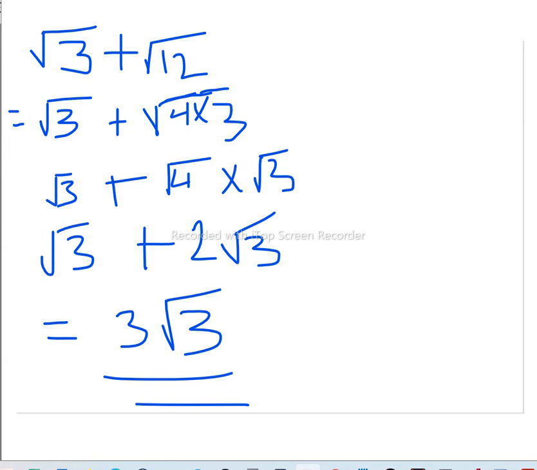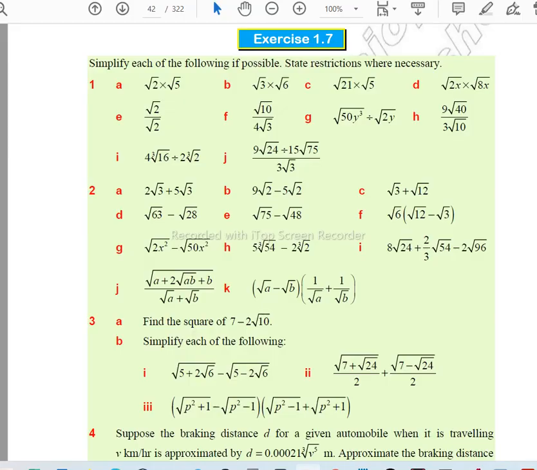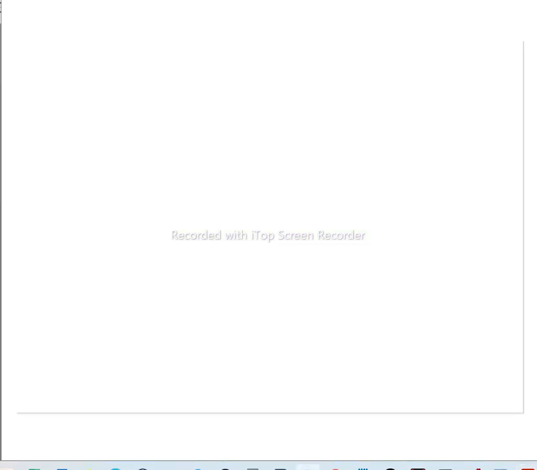This is all about the next question. Let us jump D and let us do E. As we see, it is square root of 75 minus square root of 48. Let us do this question. Square root of 75 minus square root of 48.